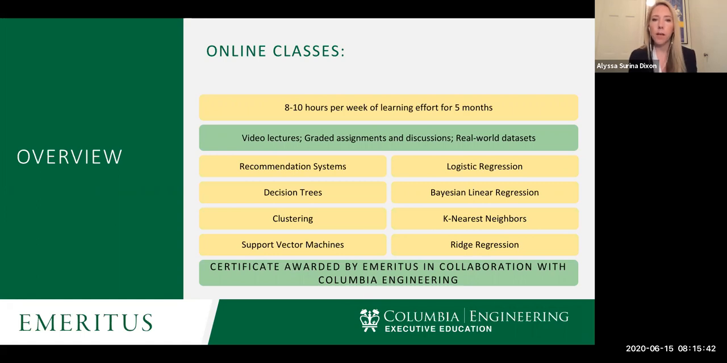The models that we're going to be learning in the course are recommendation systems, logistic regression, decision trees, Bayesian linear regression, clustering, k-nearest neighbors, support vector machines, ridge regression. I think just basic linear regression, multivariable analysis is the first thing that we talk about. But these are some of the most important models.